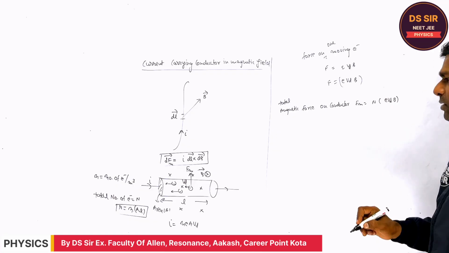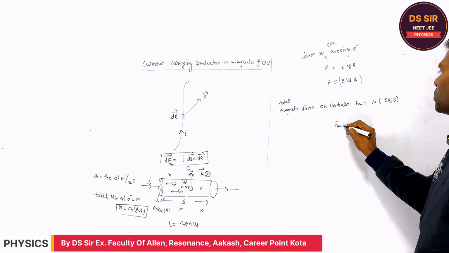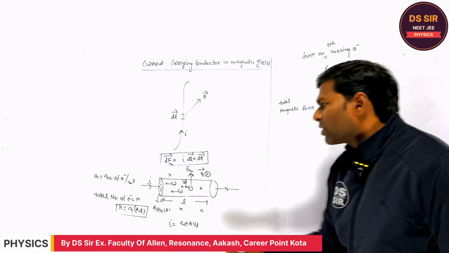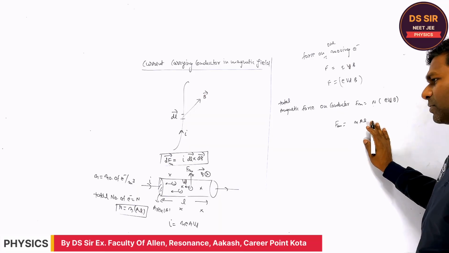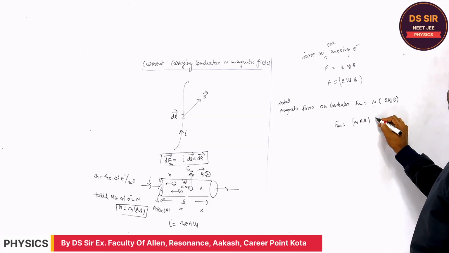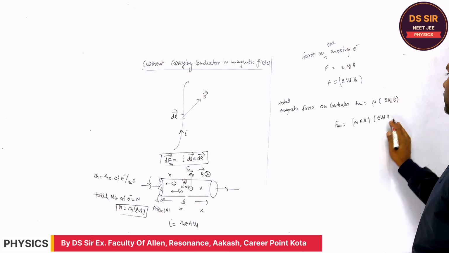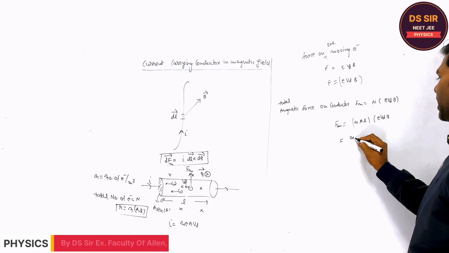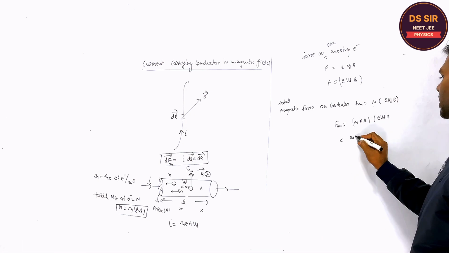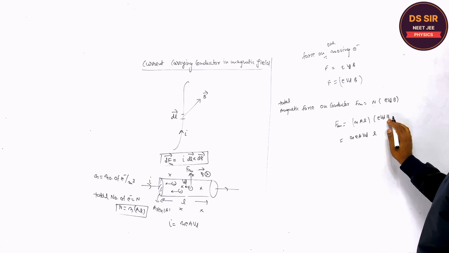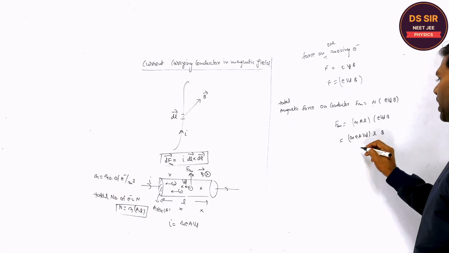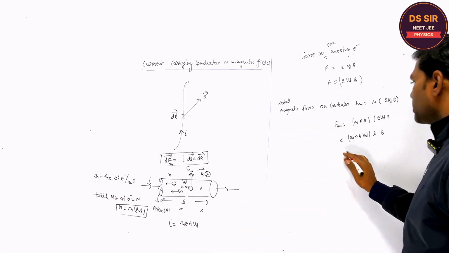Is it clear or not? So the magnetic force is what? What is the total number of electrons? nAL, into eVdB. So you may rewrite it as nEAVd, into L into B. And what is nEAVd? Say, the current.